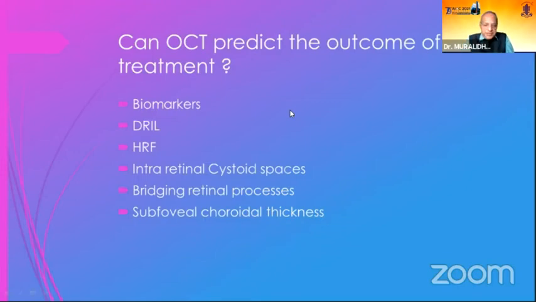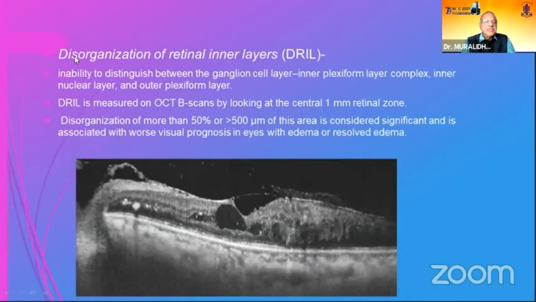Because of the nature of this talk is only the basics, I am not going into the details of the biomarkers in these various diseases. I will just highlight 2 important biomarkers which are being talked about. One is the DRIL, which is disorganization of retinal inner layers. This is inability to distinguish between the ganglion cell layer, inner plexiform layer, and nuclear layer and the outer plexiform layer. Here you can see that these layers are seen well, but you can look at this side, all the layers have become indistinguishable.